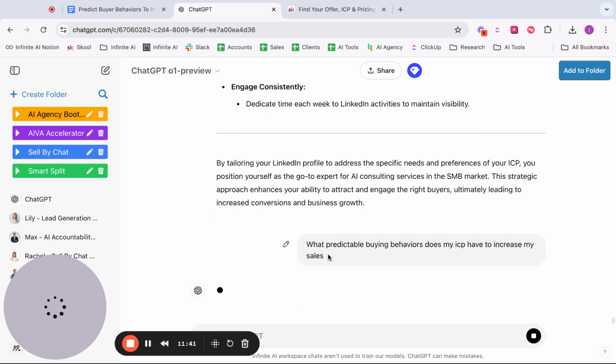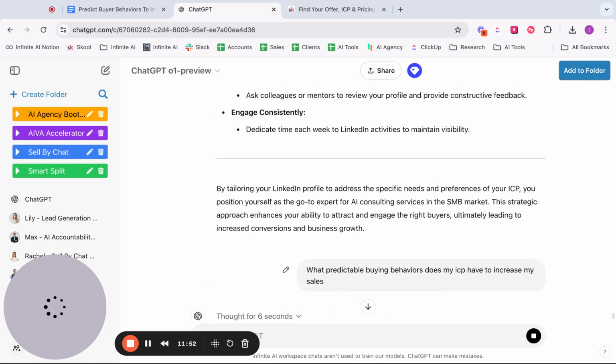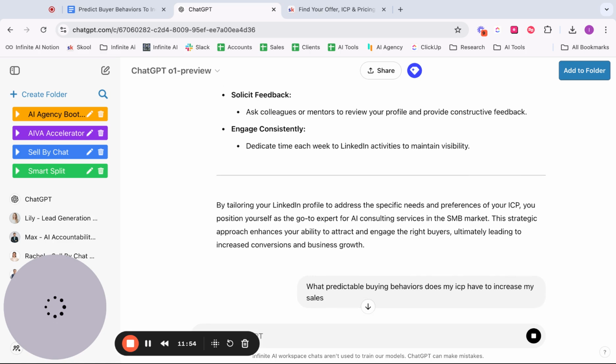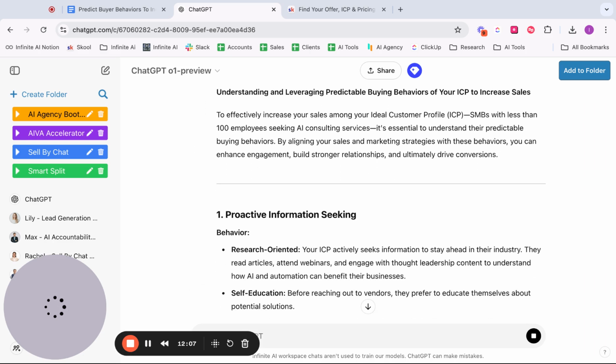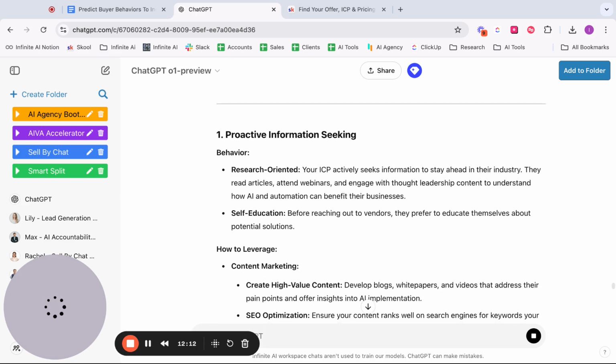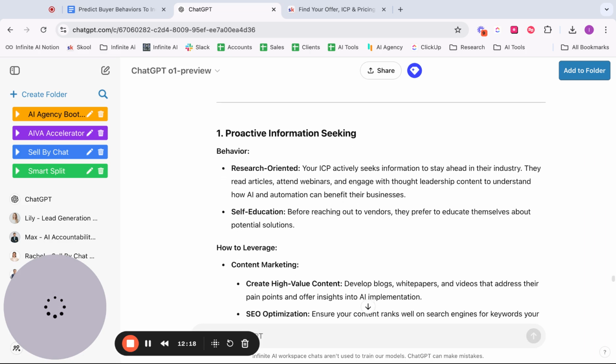What predictable buying behaviors does my ICP have to increase my sales? And now it's going to think about it. So as it thinks and as it generates this, I'm just going to take a moment to share. All of the information that has been shared so far is very insightful, very in-depth, and very crucial. If you're trying to understand your buyer better, if you're trying to understand how to position yourself and what to look for on social media when you're getting ready to do strategies like sell by chat, or maybe you call it DM appointment setting, or whatever the case is. And if you're creating a lot of content for these types of people, then this also will give you way better, more insightful ideas.